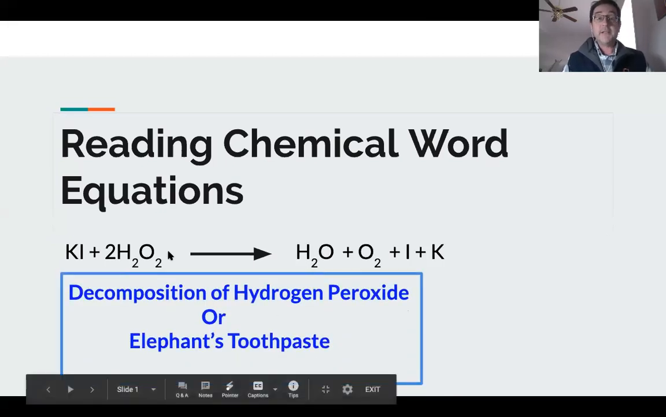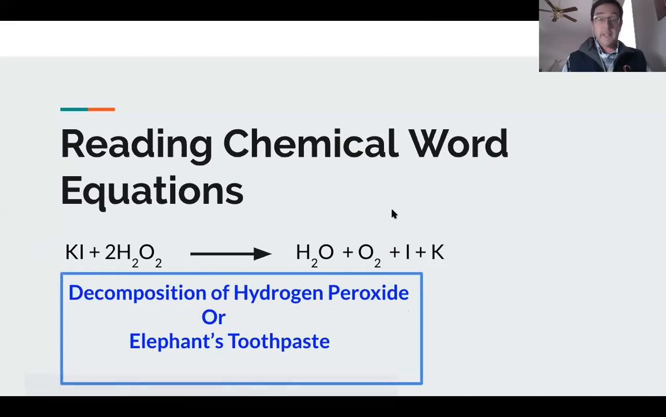So the reaction we're going to specifically look at this week is the decomposition of hydrogen peroxide, or elephant's toothpaste. Today we're looking at how to read these equations. In the next lesson this week, we're going to take a look at how we can influence the rate of reaction by changing temperature or adding a catalyst or something like that. And in this reaction, we actually use potassium iodide as a catalyst to help the reaction occur.